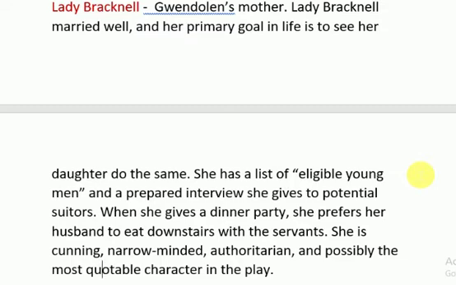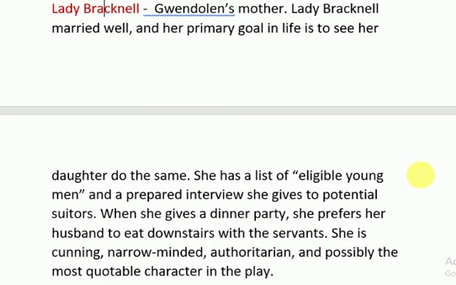She is cunning, narrow-minded, authoritarian. She imposes everything, that is, she wants to impose what she wants, and she is possibly the most quotable character in the play. That is, she is funny, cunning, and narrow-minded. She is not literate, that is, she doesn't know anything.